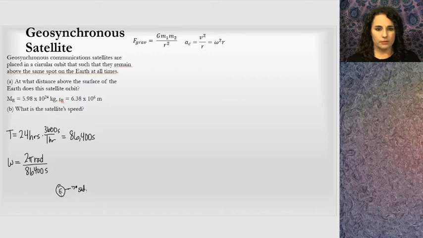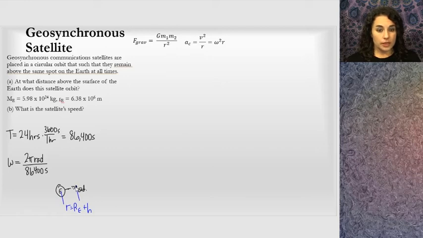There's the satellite. And we're going to note that the center of mass distance is going to be the radius of the Earth plus whatever distance above the surface of the Earth it will be. So I'm just going to call that h, like we did in the previous problem with Mount Everest. Okay, so that's what's going on.